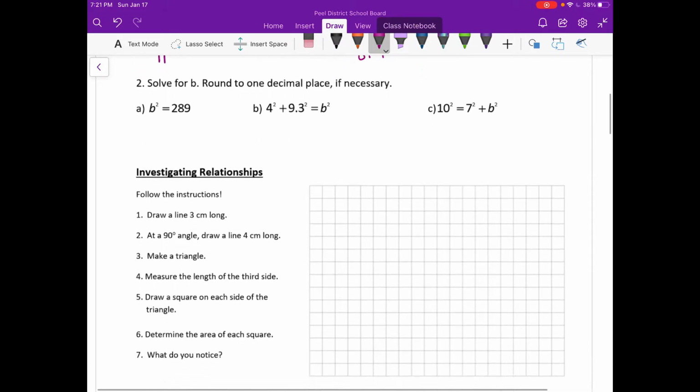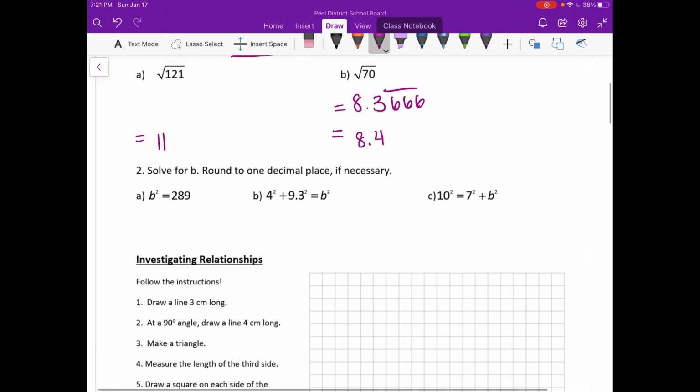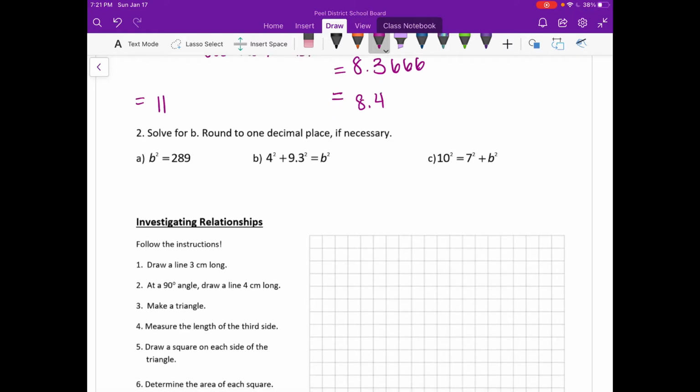Okay, so if we're going to do that, how do we solve for b? So like I said here, because 11 squared equals 121. Just like the opposite of multiplying is dividing, the opposite of squaring something is square rooting something. So if I want to get rid of this square over here, I'm going to square root both sides. So then b will equal whatever the square root of 289 is, right, which is 17.